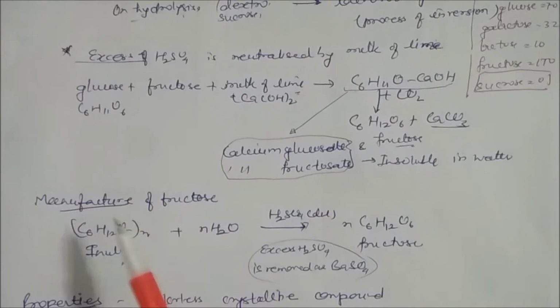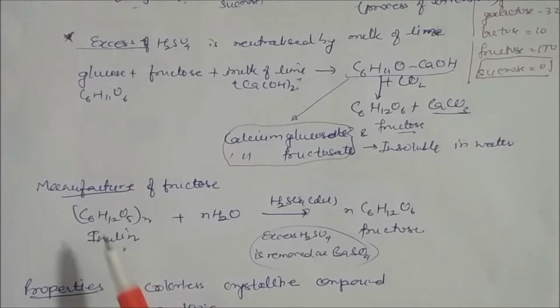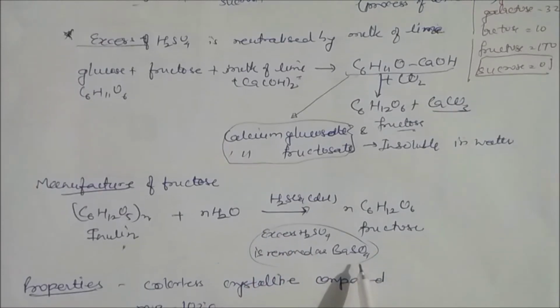Next, fructose is generally manufactured with the help of inulin. Inulin, we have seen, is a polymer of fructose. On hydrolysis in the presence of dilute acid, you will get fructose, and the excess acid is removed as barium sulfate.